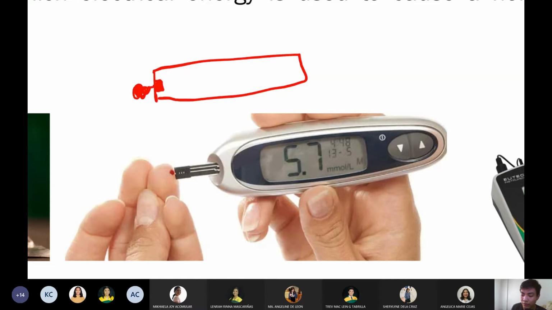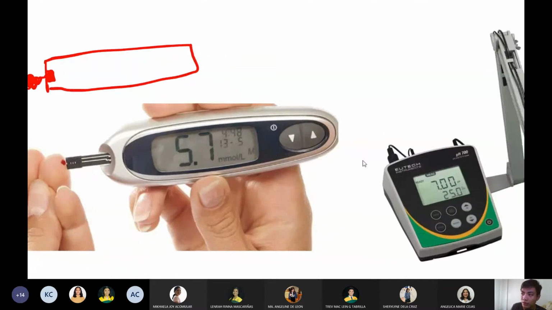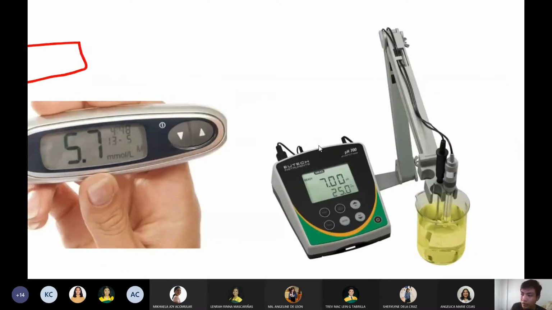So, what else? We have the pH meter, which we should all be familiar with, unless hindi tayo nakapag-lab nung high school, which is true for others. No? Pero anyway, dapat medyo familiar tayo. So this is a pH meter. This is connected to an electrical supply. And then you have here the wire connecting to the electrode.